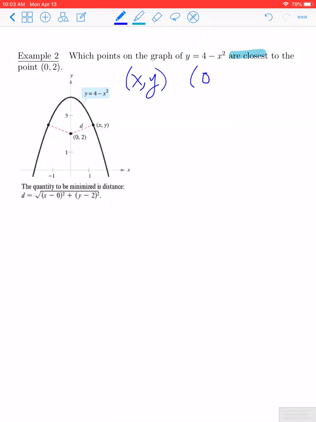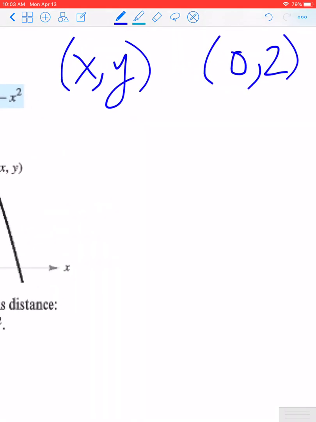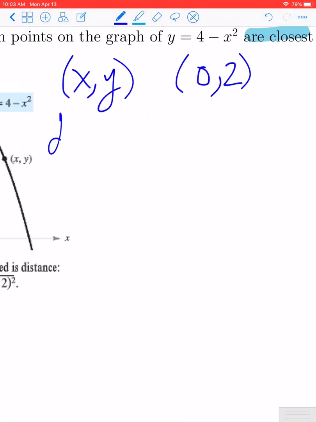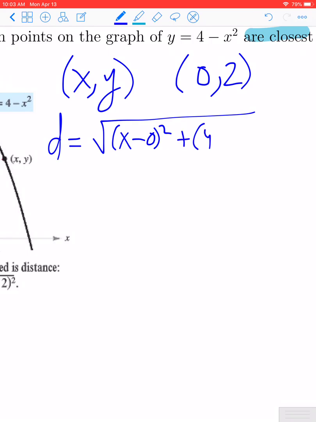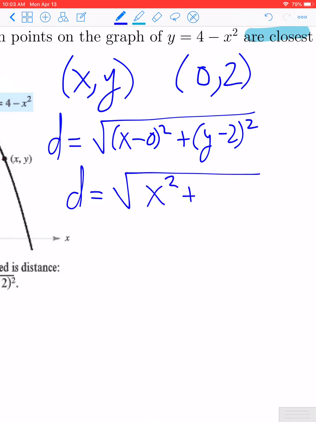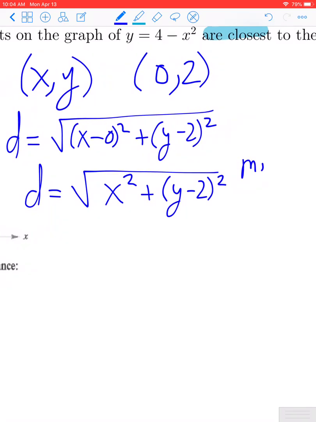We can find the distance to the point (0, 2) using the old school distance formula from college algebra. The distance would be equal to the square root of the difference in the x values squared plus the difference in the y values squared. This would produce the square root of x squared plus, and I'm going to leave this in factored form for right now, (y minus 2) squared. So this is the expression that we want to minimize.